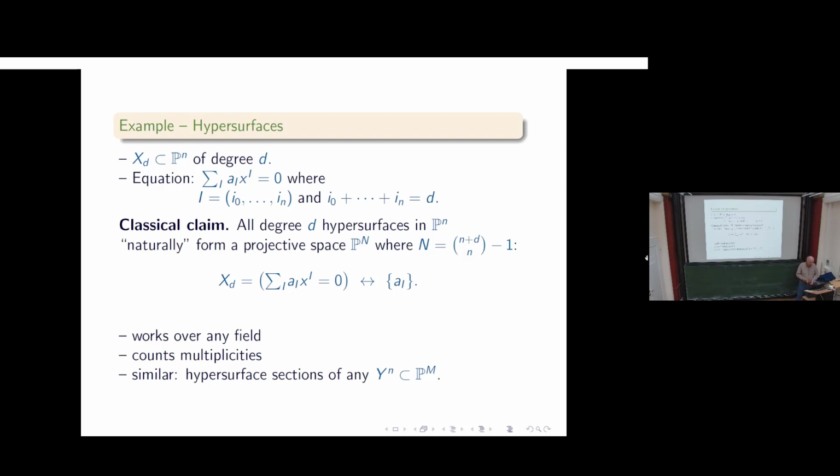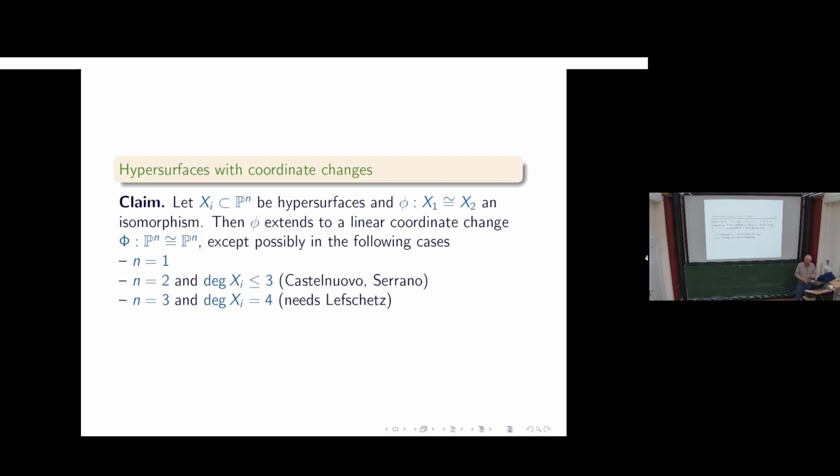Okay? Now, on the other hand, maybe this is not exactly what you want to do. If a hypersurface is obtained from another hypersurface by a linear coordinate change, then maybe I don't want to distinguish these two. So when we are doing geometry, the interesting thing is to understand when two hypersurfaces are isomorphic, how to describe the isomorphism classes of hypersurfaces.